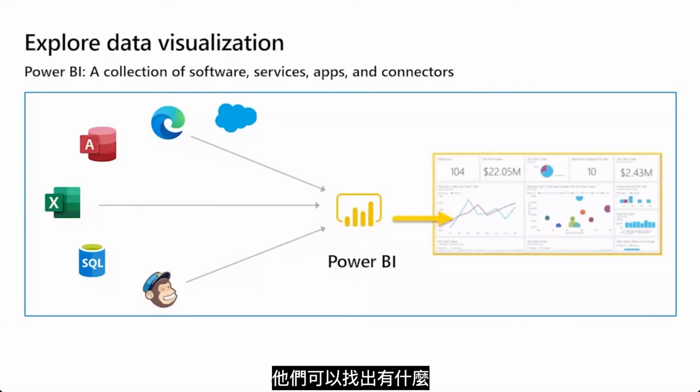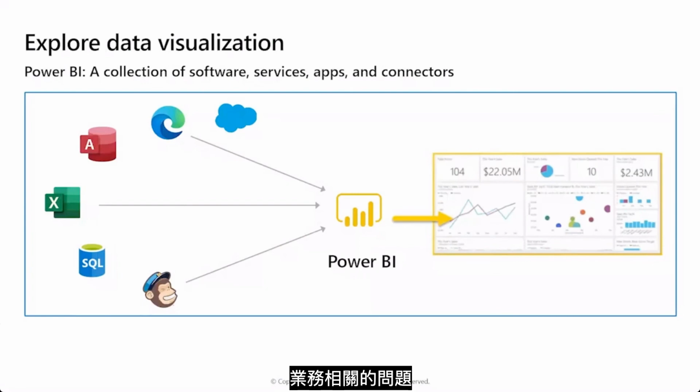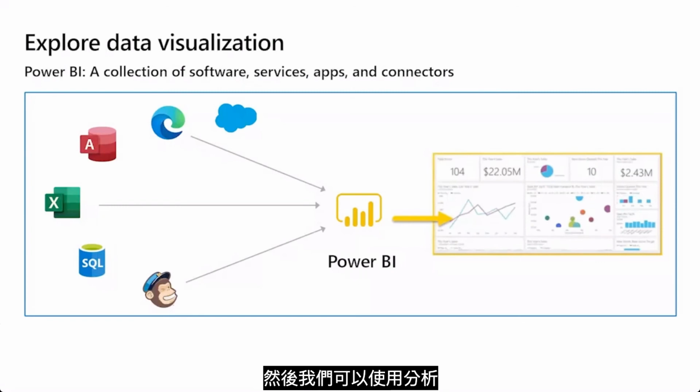They can find out what's not performing well. Good reporting should actually raise questions about businesses from its end users. And using reporting, we can find out things that have happened, and then we can use analysis to explain why certain things happened and what we can do about it.